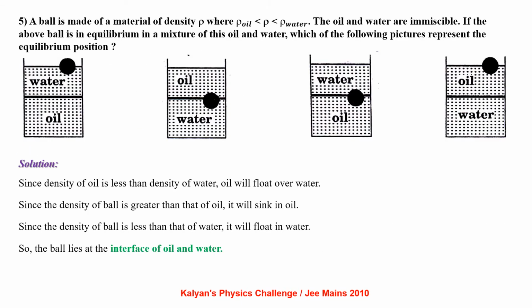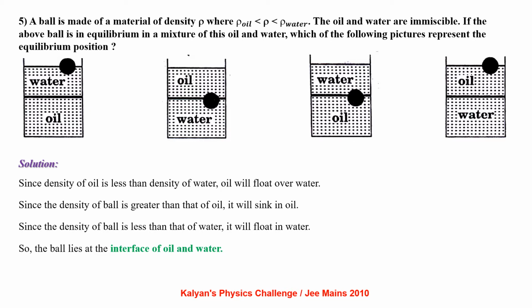A ball is made up of a material of density rho, where rho oil is less than rho water. The oil and water are immiscible. If the above ball is in equilibrium in a mixture of this oil and water, which of the following pictures represents the equilibrium position? Let us try to understand the given conditions one by one.